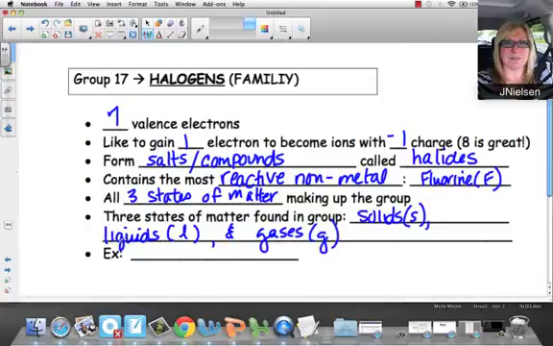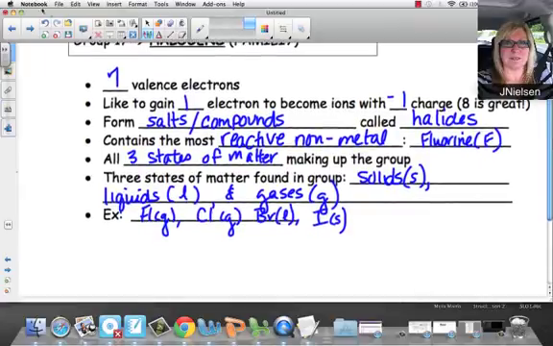And for examples, we have fluorine, which is a gas, and we have chlorine, which is a gas, and we have bromine, which is a liquid, and iodine, which is a solid. And on Tuesday, I'm going to show you how to use Table S to determine that.